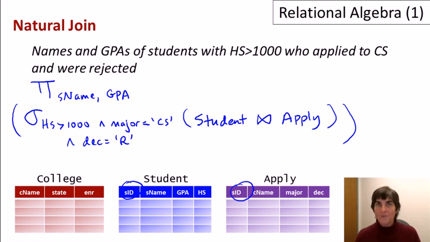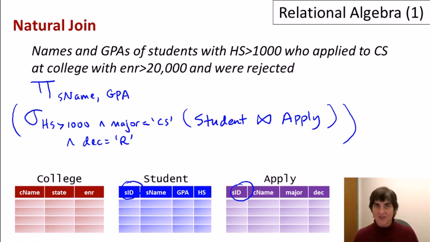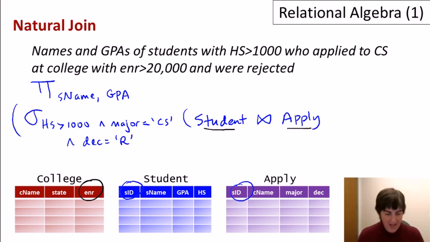Now let's add one more complication to our query. Let's suppose that we're only interested in applications to colleges where the enrollment is greater than 20,000. So far in our expression, we've referred to the student relation and the apply relation, but we haven't used the college relation. But if we want to have a filter on enrollment, we're going to have to bring the college relation into the picture. This turns out to perhaps be easier than you think. Let's just erase a couple of our parentheses here. And what we're going to do is we're going to join in the college relation with the two relations we have already.